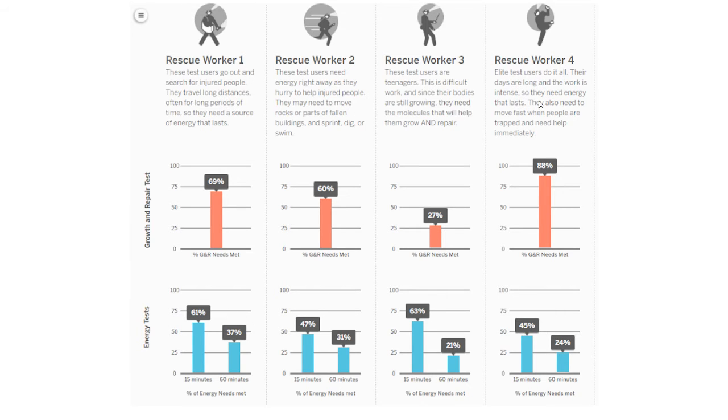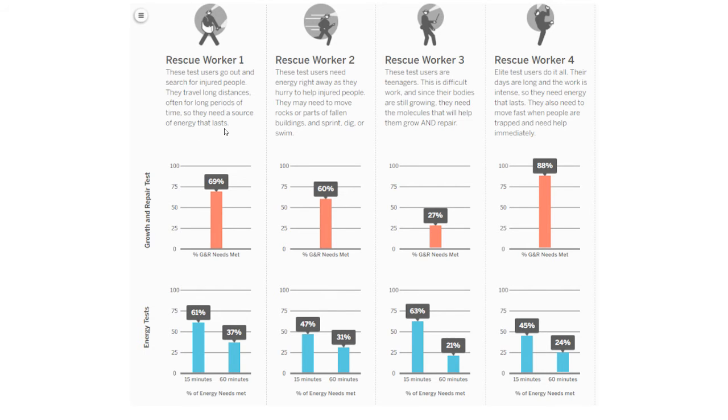These are the rescue workers who are going to use our nutrition bar. They have different needs, and we need to meet them by learning to read these graphs to see if they were met. Let's go over each of the rescue workers and their needs now, so you know what to look for. Rescue worker 1 is the average rescue worker who goes out and searches for injured people. They travel long distance for long periods of time, so they need lasting energy.